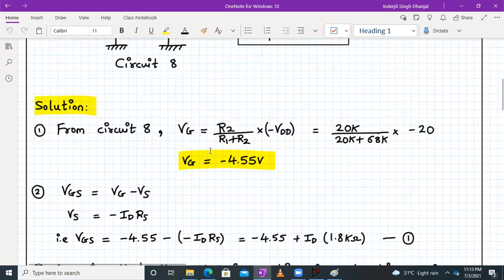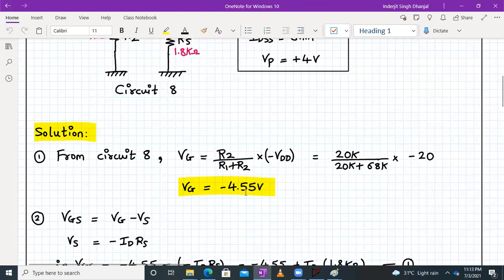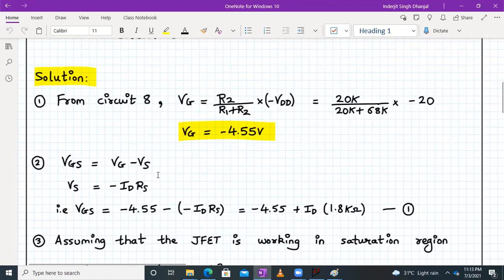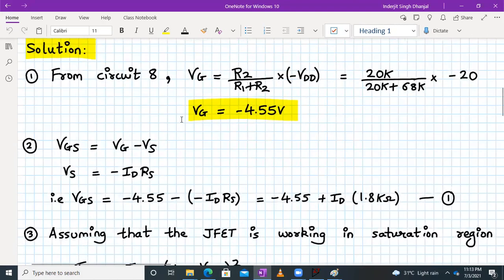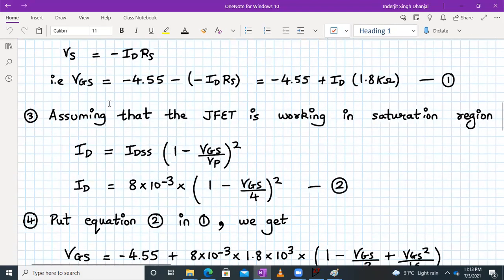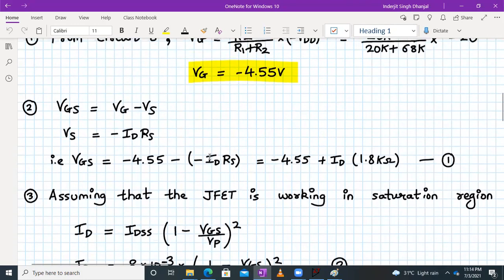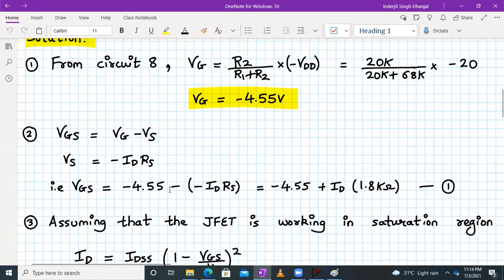Let us start solving this. From the circuit, what is VG? VG will be R2 divided by R1 plus R2 into minus VDD, which comes out to be minus 4.55 volt. Next, VGS is VG minus VS. And what is VS in this case? The current is in the opposite direction, so VS will be minus IDRS. So VGS will be VG minus VS, which is minus 4.55 plus IDRS. So VGS will be equal to minus 4.55 plus ID times 1.8 kilo ohms. This is equation number 1.